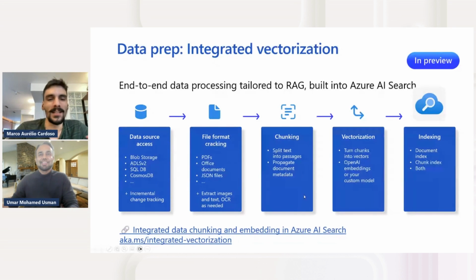Yeah, there's a lot of steps to this. We start all the way from the data source access. We extract files, we chunk them, we vectorize them, we index them, and that's just the indexing part. This is all about data prep. We're not even talking about the chat app yet. So I'm very curious to know how you're going to do this in the demo, because that's a lot of steps. Yeah, I'm anxious to see it in action.